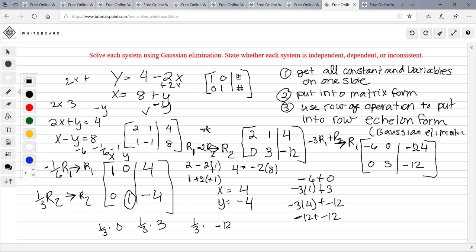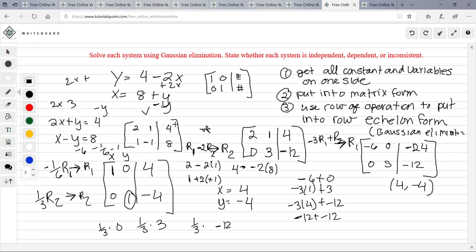So we have 4 comma negative 4. That is our solution. Now they ask, is it independent, dependent, or inconsistent? So what do we know? We know that if something is independent, we have one solution. So we have one solution.